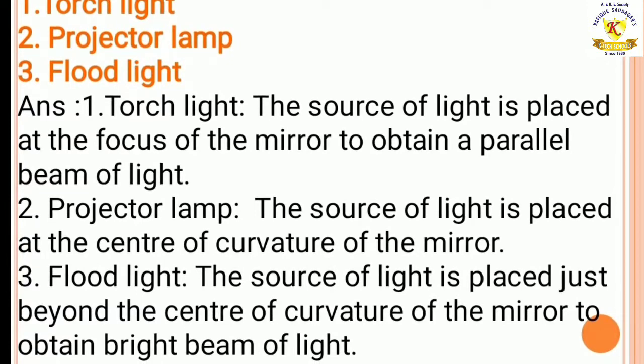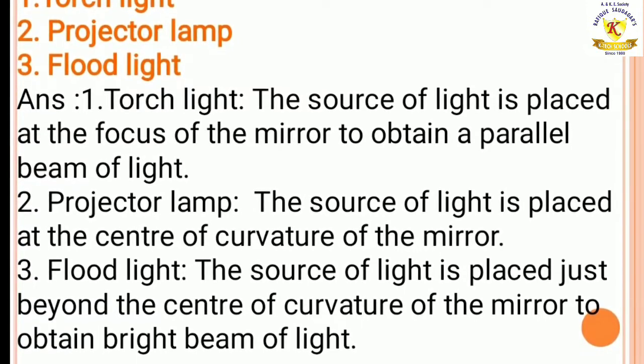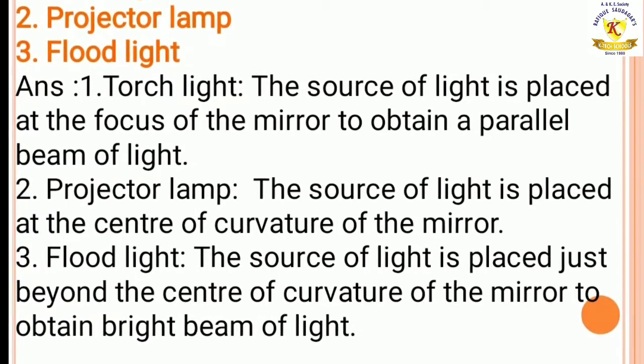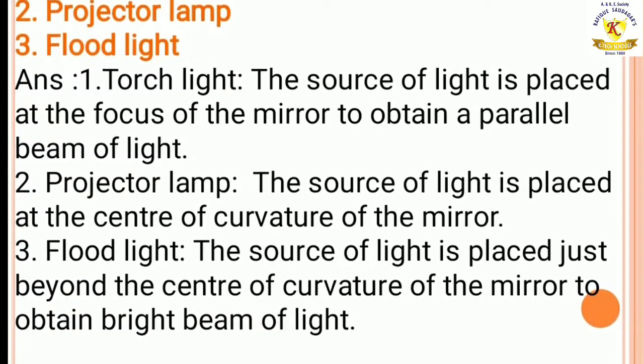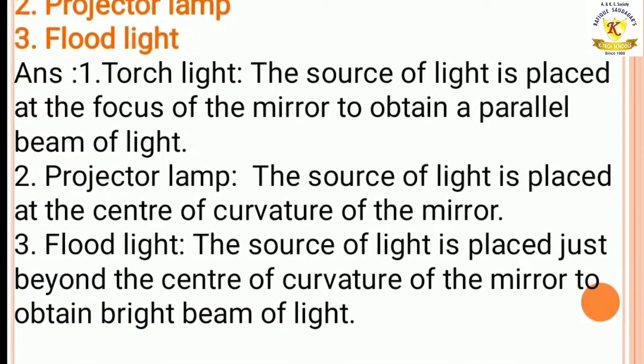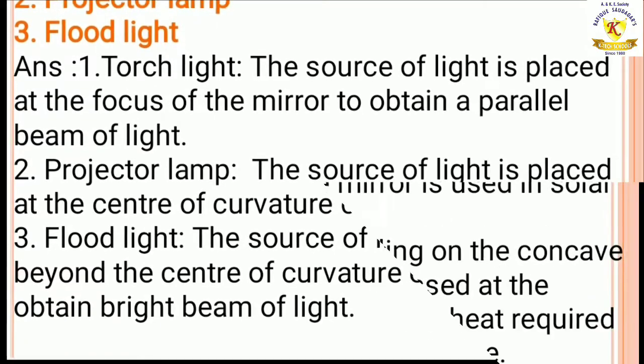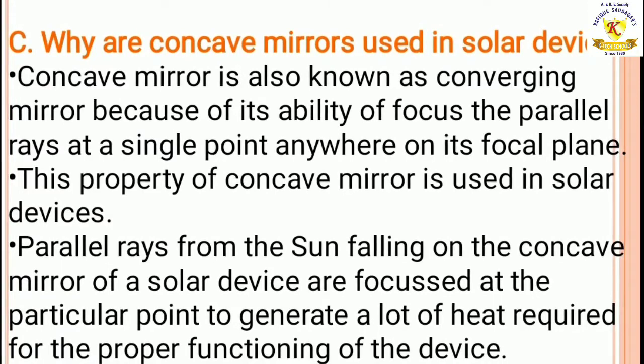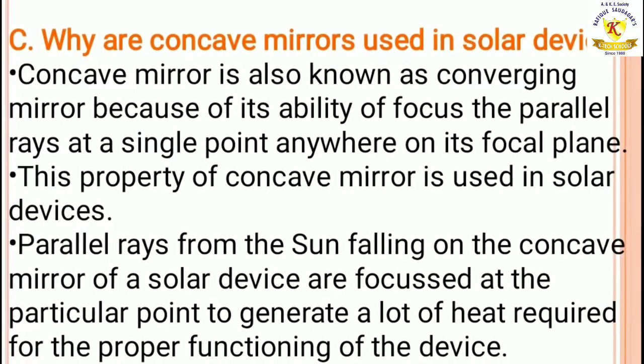The source of light is placed at the center of the curvature of the mirror, and floodlight, the source of light is placed just beyond the center of curvature of the mirror to obtain bright beam of light. Why are concave mirrors used in solar devices?